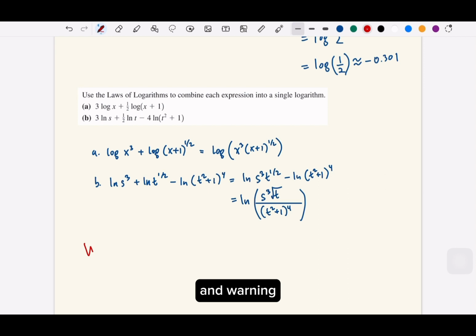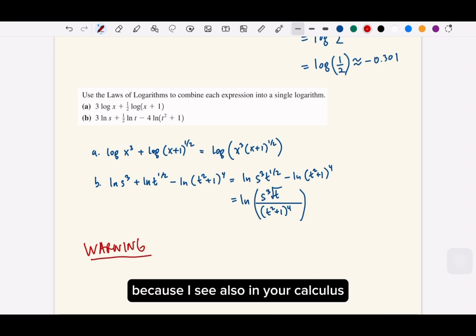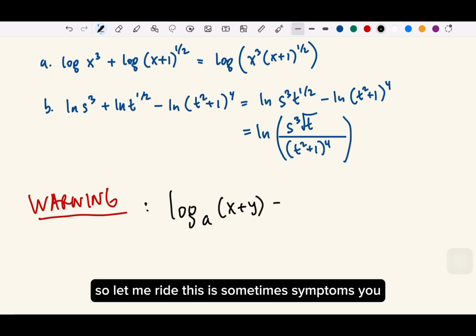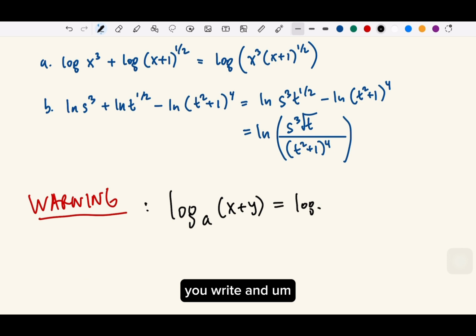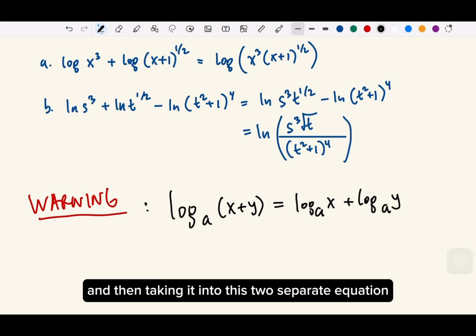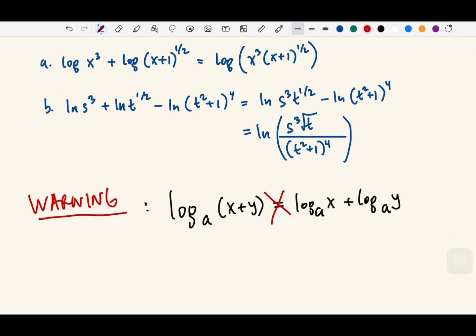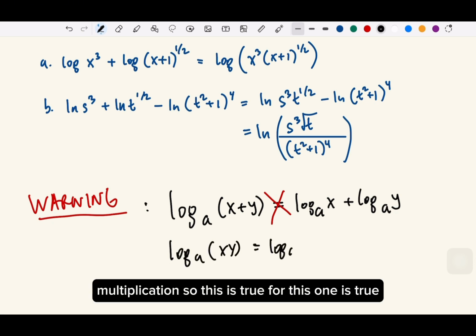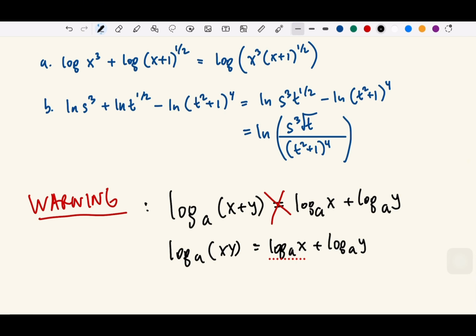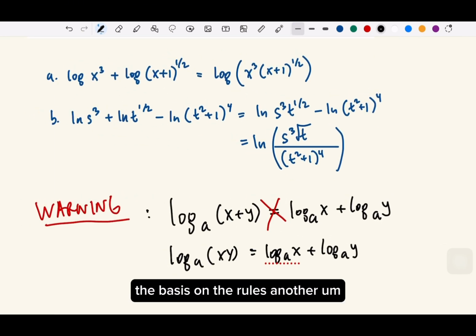And warning. Let me write, because I see also in your calculus you sometimes forget this law. Sometimes you write and express this x plus y and then take it into these two separate equations, and this is wrong. You should have multiplication. So this is true for this one, but for the first one, that's wrong.